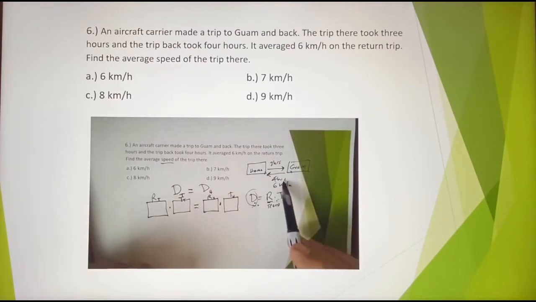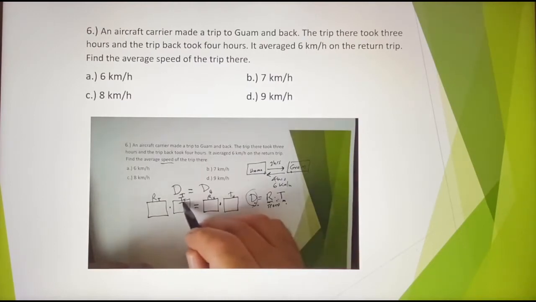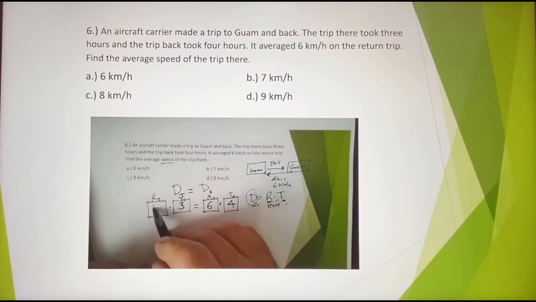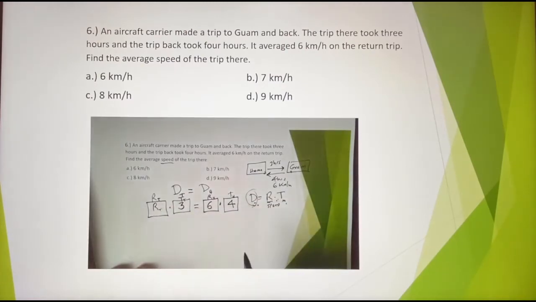All right, so we have some information here we can plug in. The time to get to Guam is 3 hours, so I'm just going to put a 3 there. The rate home, we're told, is 6 kilometers per hour. The time home is 4. And the only thing we don't have is the rate there. So I'm just going to leave that as an R, or you could make it an X or whatever you want. That's your variable. That's what you're going to solve for.